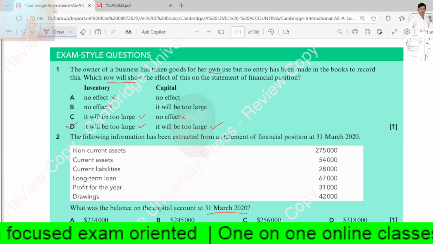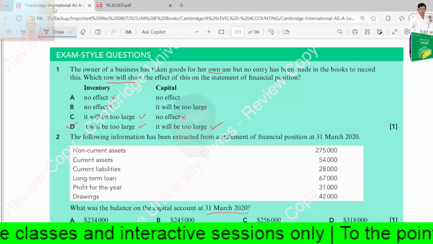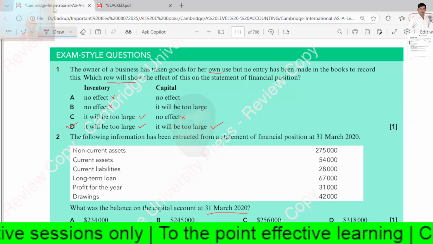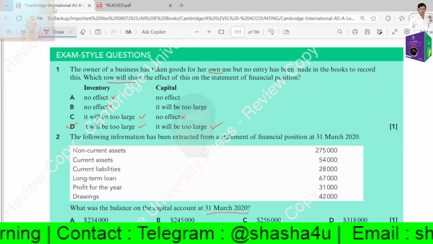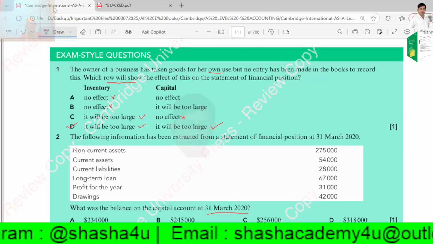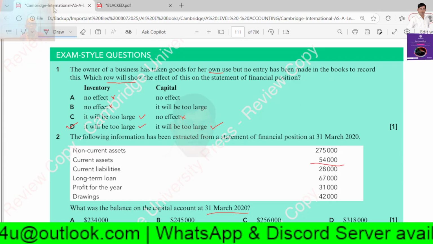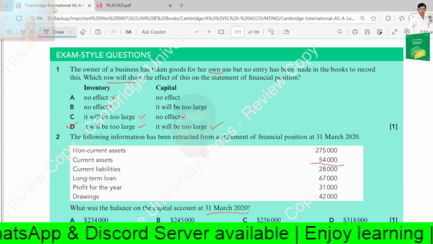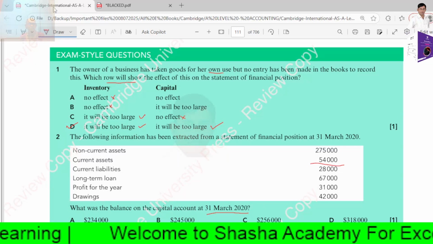The following information has been extracted from a statement of financial position at 31st March 2020. So what was the balance on the capital account at 31st March 2020? So they are given non-current assets, current assets. So what is the total assets? Add up this. So any other assets are there? Current liability is a liability, long-term loan is a liability, profit will come in the capital. So drawings also will come in the capital.